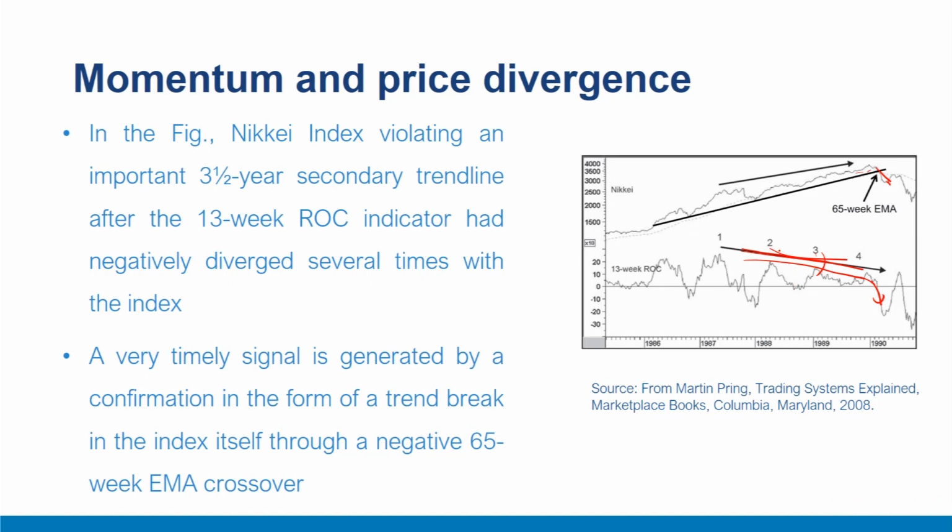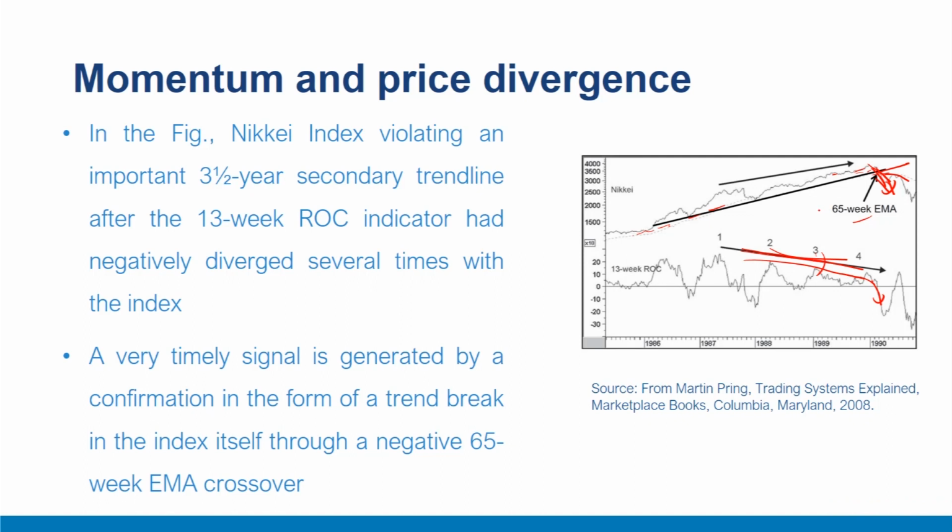As a result, the final rally was accompanied by very little in the way of upside momentum. It would have been a mistake to sell on any of the prior divergences, but a very timely sell signal was generated by waiting for confirmation in the form of a trend line break, as we said earlier, in the index itself. And also there is a 65-week MA plotted. So the EMA is also there, which has also been crossed over. So another signal is from the EMA crossover. Notice this dotted line, which is the 65-week EMA. So along with the trend line, that EMA is also crossed over.